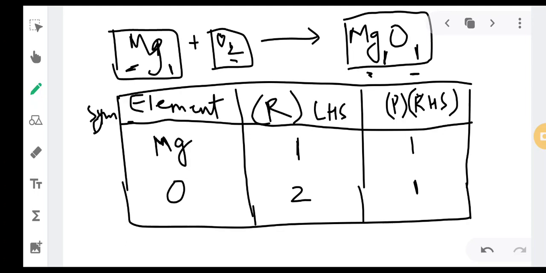So now how can you make the right hand side oxygen equal to the left hand side oxygen? What can you do? If I ask you how you can balance the right hand side oxygen with the left hand side, can you make 2 into 1, or 1 into 2? I will ask you one simple question, which is easier to convert? Is it easy to make 2 into 1 or 1 into 2?